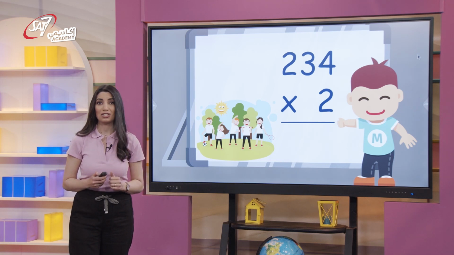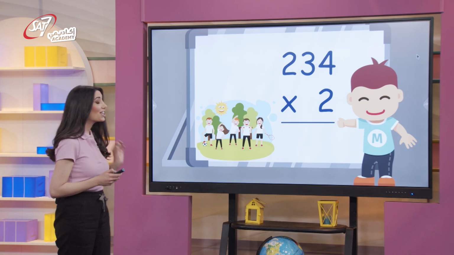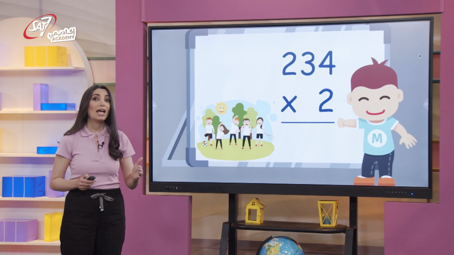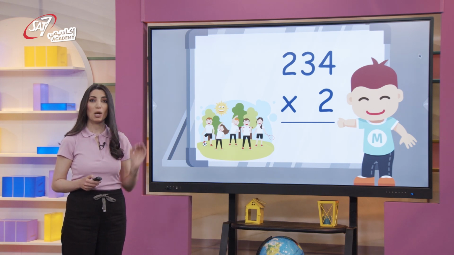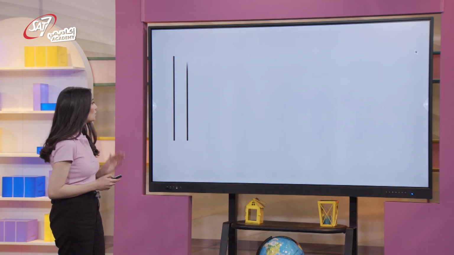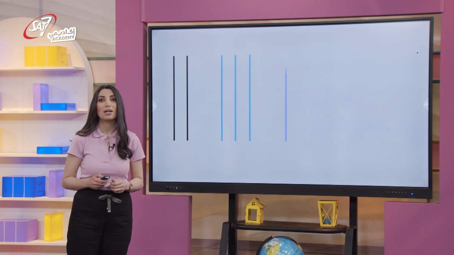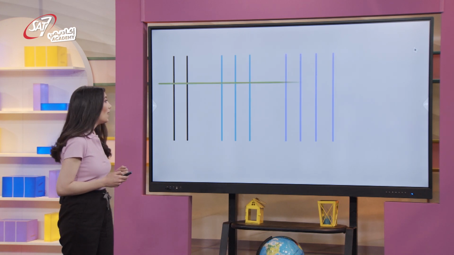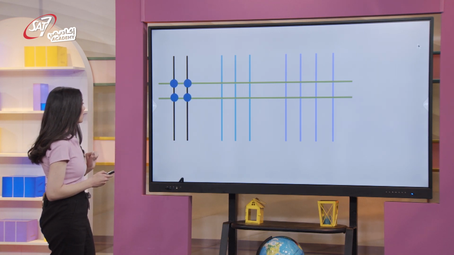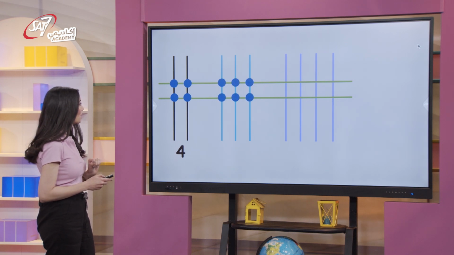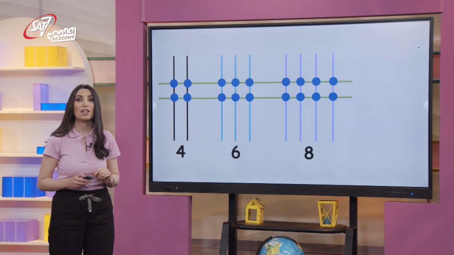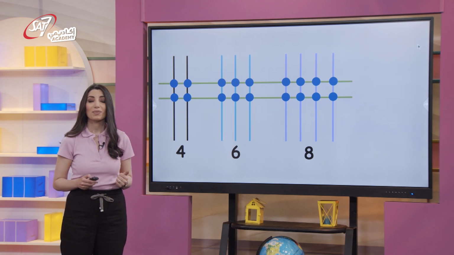Let me teach you a fun strategy. We will draw 2 lines, 3 lines, and 4 lines vertically resembling 234, and 2 lines horizontally on top of them, resembling the 2 coaches per team. So that would be 234 multiplied by 2. Now we will highlight the spots where both lines meet. 4 points in the first section, 6 points in the second section, and 2, 4, 6, 8 points in the third section. And this is our answer.